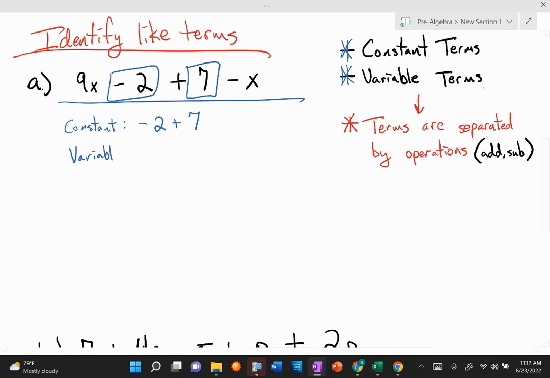And when we talk about variable terms, what are the variable terms, Cadence? No, not X. Yeah, good. It's the ones with the X. So notice over on the right, we have constant terms and variable terms. It's important to remember that terms are separated by operations. Specifically, which 2 operations? Terms are separated by addition and subtraction.